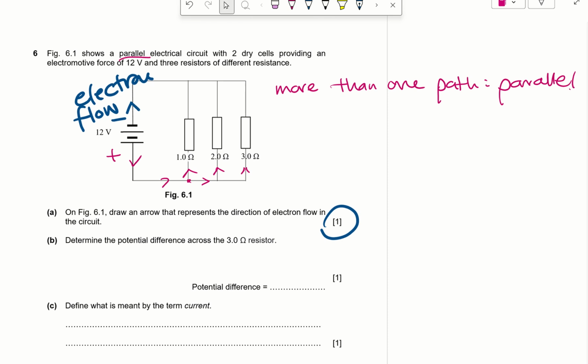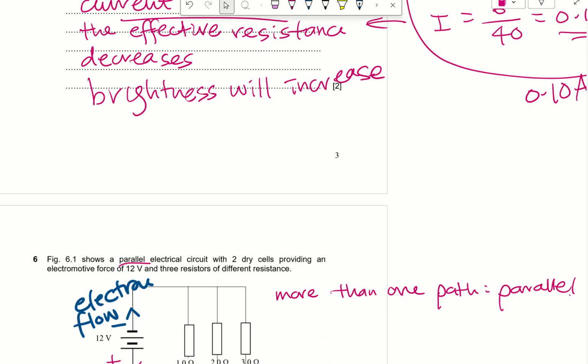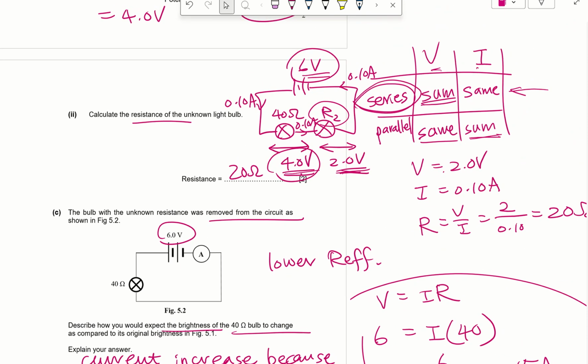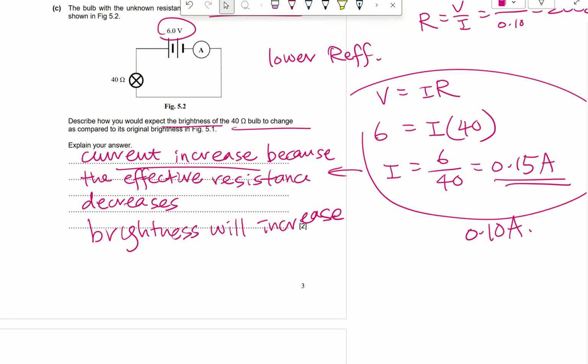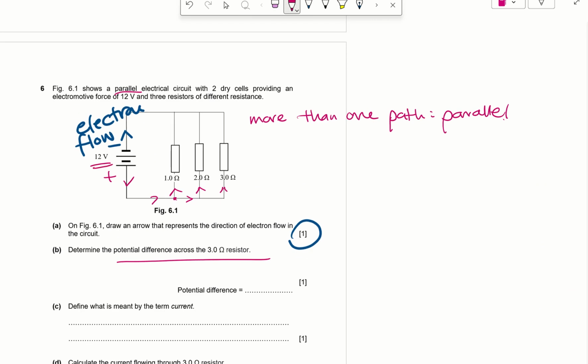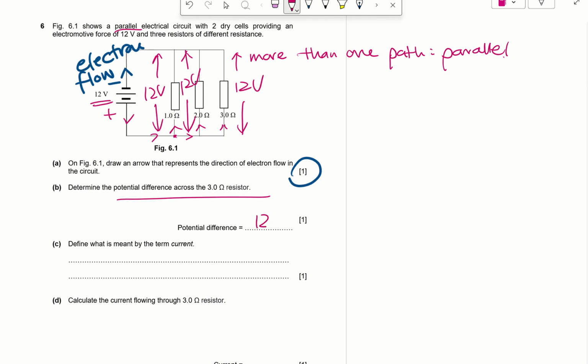Now they want us to determine the potential difference across the 3 ohm resistor. Now look at the 3 ohm resistor, it is connected in parallel. So shall we use this parallel series and parallel sum to explain? In parallel, what is same, what is sum? The voltage is same, the current is sum. Sum meaning additional, same meaning the same value. So the voltage is the same. So if we look here, this voltage is 12 volts. So the potential difference across the 3 ohm will also be 12 volts. In fact, it will be 12 volts for all of them because sum, same. In parallel, the potential difference is the same.